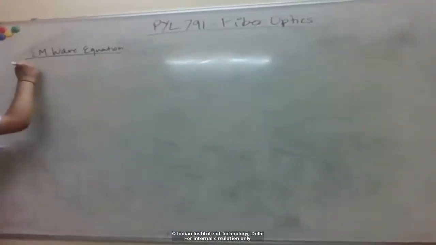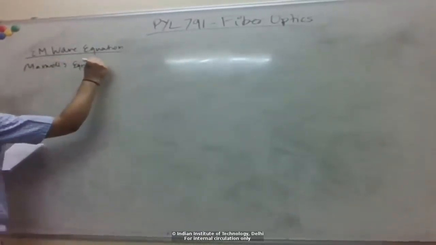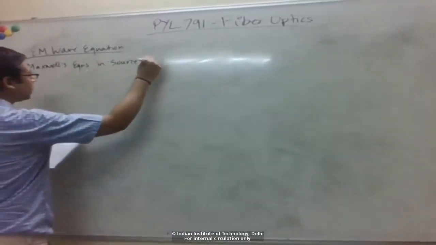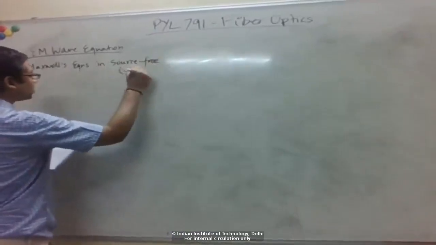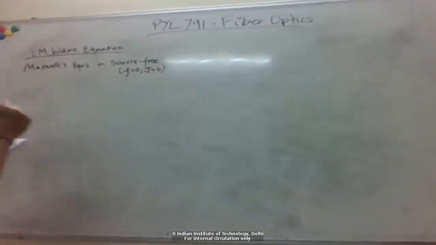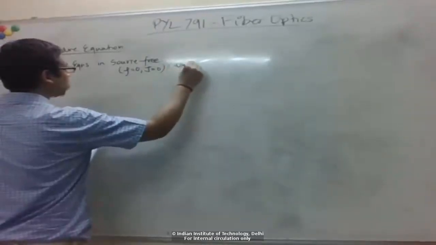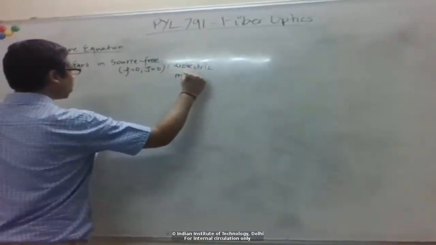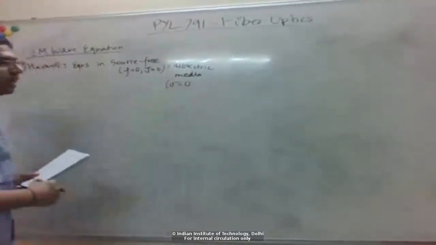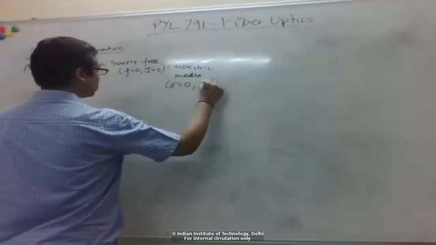And so basically we'll start with Maxwell's equations. We'll be looking at, of course, source free, so we don't have any charges or current, right? These are dielectric media, which means there is no conductivity, right? So dielectric. And it's also not magnetic.